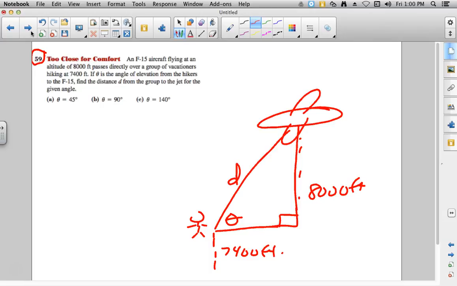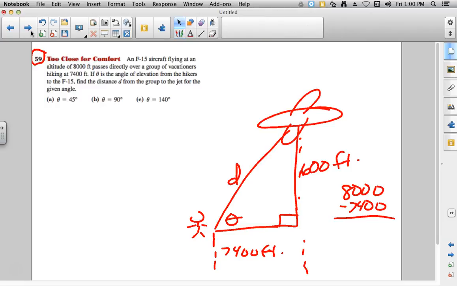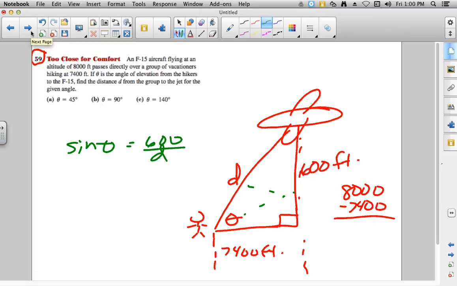Well, there's d. First thing I notice here is, I'm not going to label this 8,000 because that was 8,000 all the way down to the ground. So we need 8,000 minus 7,400. And that gives us 600. And this was in feet. So to set this up, we have opposite and hypotenuse. That's going to be sine. So the sine of theta equals 600 over d, but what we're really trying to find is d. So let's multiply both sides by d, and then divide by the sine of theta.